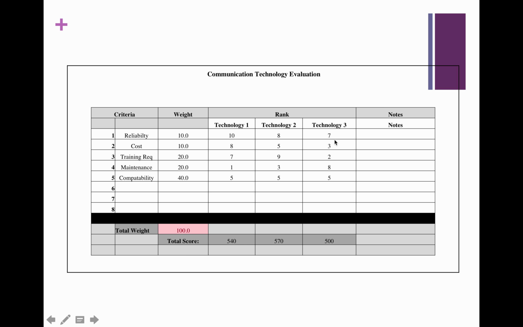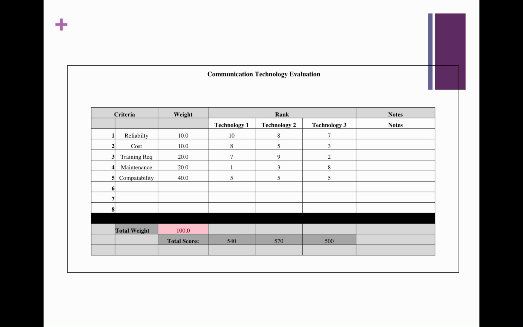Compare that with technology 3, which gets a 7, indicating it's not as reliable, but its cost is 3, so we can assume that the cost is much lower. So generally what you want to do is go through these rankings. It's best to have multiple people do the rankings, and then you can aggregate and average them. This is just one example, but ideally you have multiple people evaluating the same thing, and with multiple pieces of data, you get more of a consensus result.